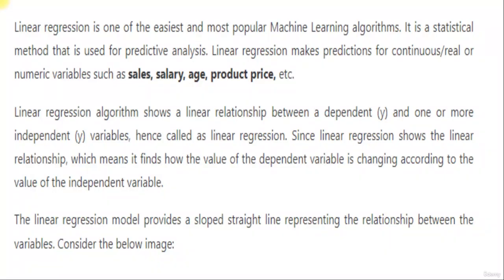So, linear regression is one of the easiest and the most popular machine learning algorithms. It is a statistical method that is used for predictive analysis. Linear regression makes predictions for continuous or numerical values such as sales, salary, age, product price, etc. Now, the linear regression algorithm shows a linear relationship. It tries to establish a linear relationship between a dependent variable y with one or more independent variables x.